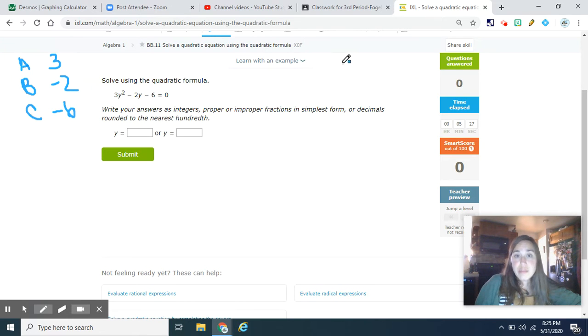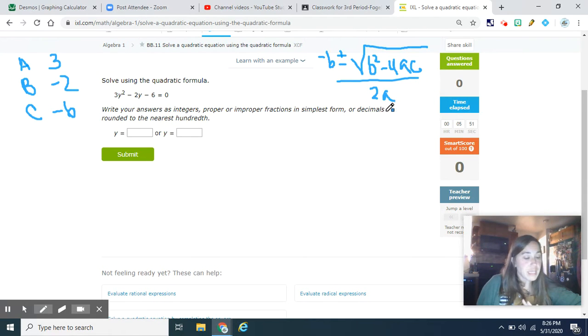I always like to write my formula as well, so I'm going to write the opposite of B. Remember, it's x equals, plus or minus, because we have to solve this twice to see if I do have two roots. B squared minus 4 times A times C, all divided by 2A. All right, so let's go ahead and substitute everything in.